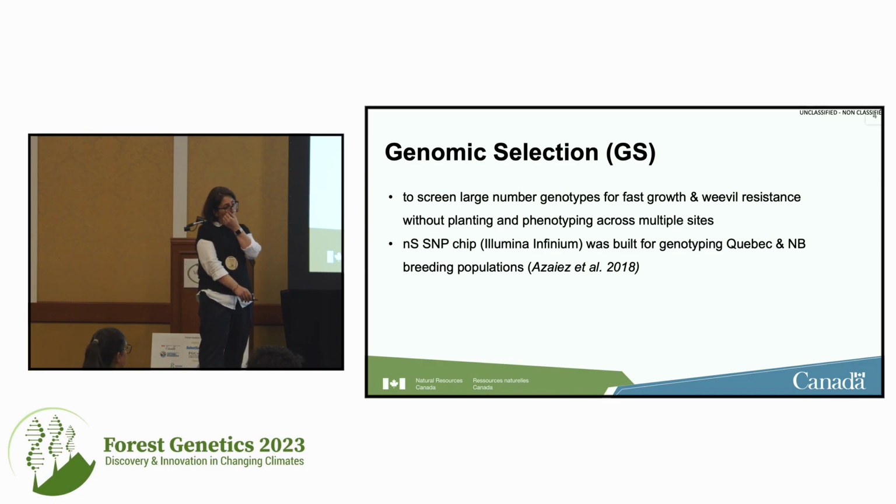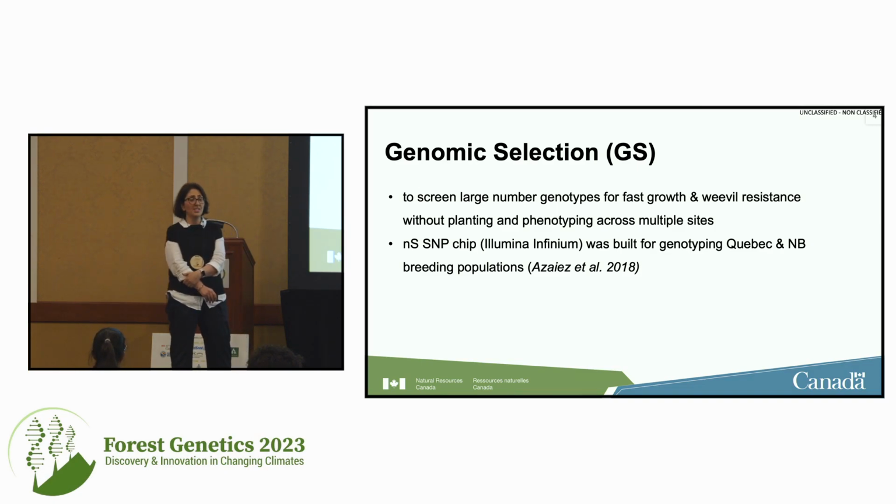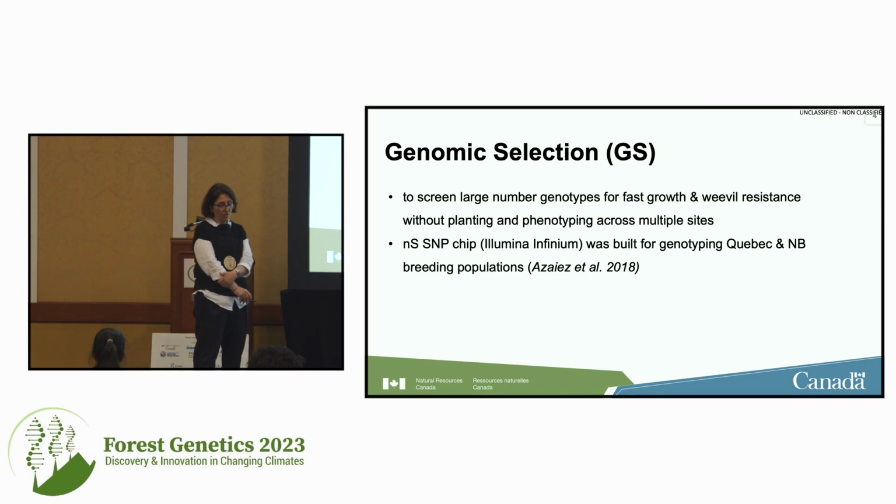So the first genomic selection effort started with the Fast Track project. It was a big Genome Canada project in Eastern Canada. A large Norway spruce SNP catalog was developed, and from that SNP catalog, an Illumina Infinium SNP chip was built. That was then used for the genomic selection data analysis.